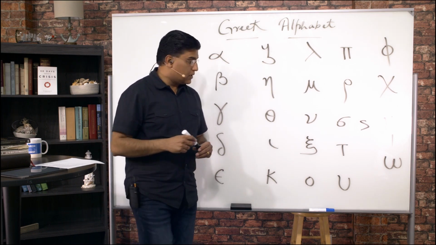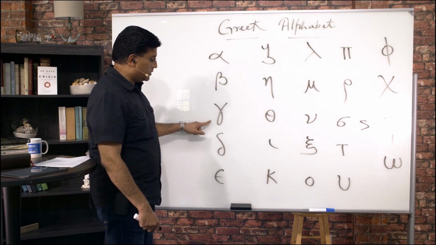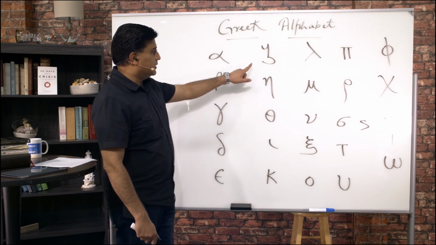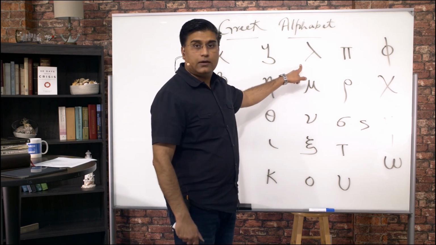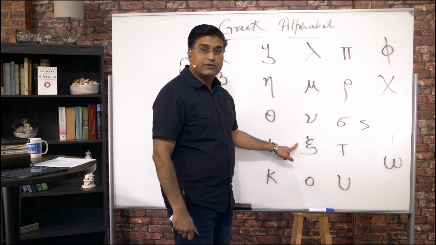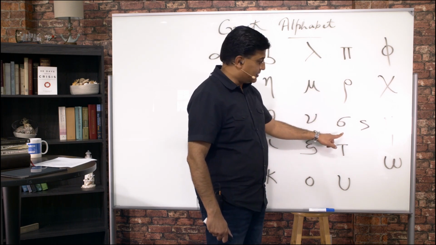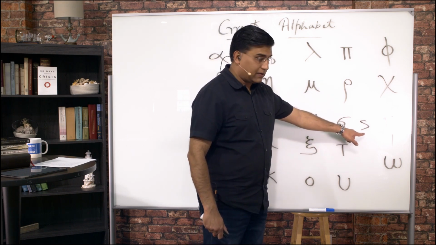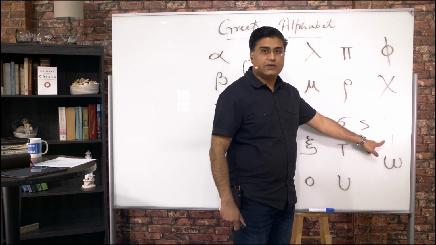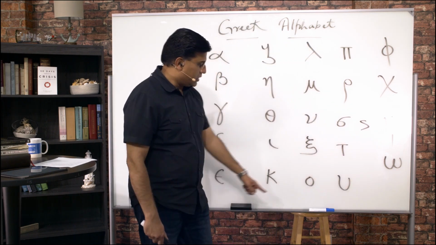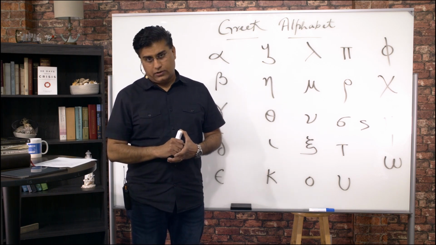So, let's go over the alphabet again. A, ba, ga, D, E, Z, E, T, E, K, L, M, N, X, O, P, R, S. Again, keep those two in mind, the final S. Ta, u, fi, ki, psi, o. This o and this o, omega and omicron, have the same sound in modern and Koine Greek. So keep that in mind.